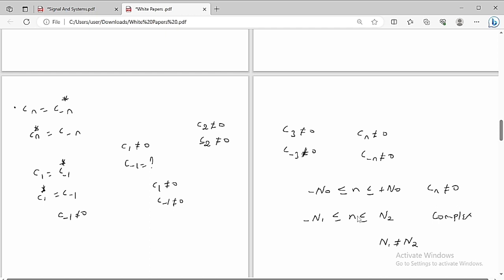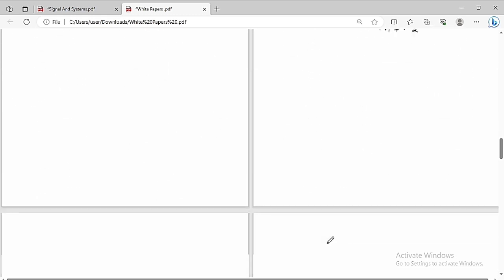So finally, I can say if C of n is not equal to 0, C of minus n is also not equal to 0 based on the concept. Therefore, if C of 2 is not equal to 0, C of minus 2 is also not equal to 0 for a real value signal. But this is not the truth for the complex value signal, because I've already told you this concept is invalid for the complex value signal.